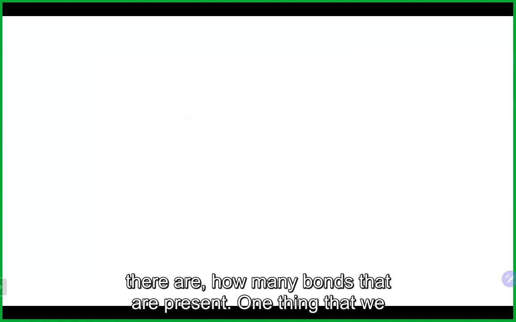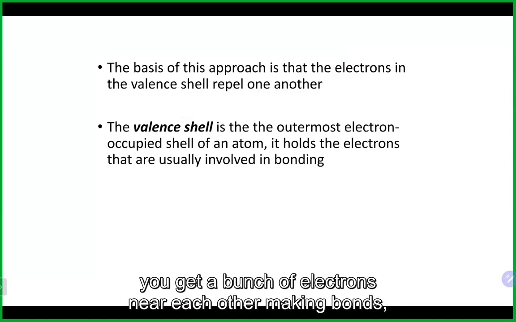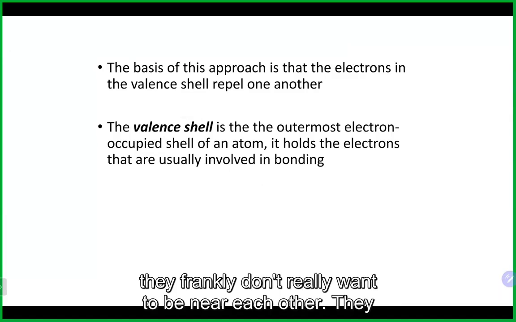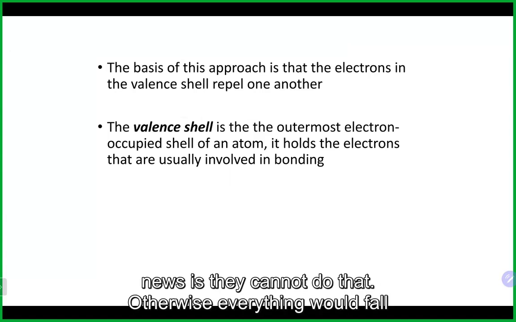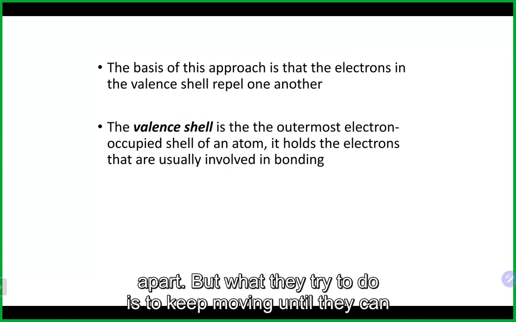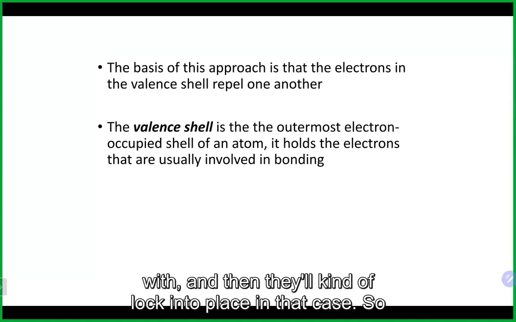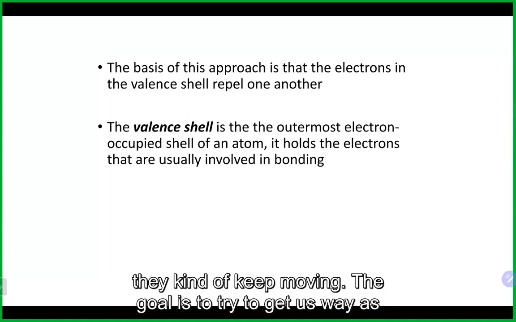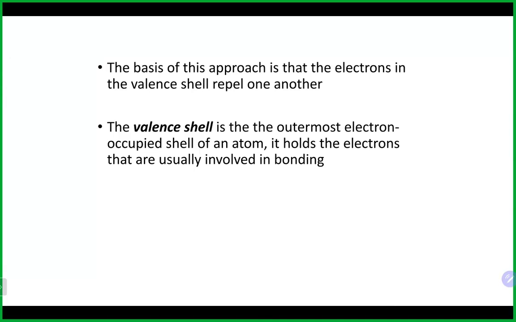present. One thing that we know is electrons are negatively charged, which means that when you get a bunch of electrons near each other making bonds, they frankly don't really want to be near each other. They actually want to escape each other as best as they can. The news is they cannot do that, otherwise everything would fall apart. But what they try to do is to keep moving until they can find a comfortable distance that they're happy with, and then they'll kind of lock into place. So they kind of keep moving. The goal is to get as far as possible from all the other electrons that are around until they can find a happy medium.